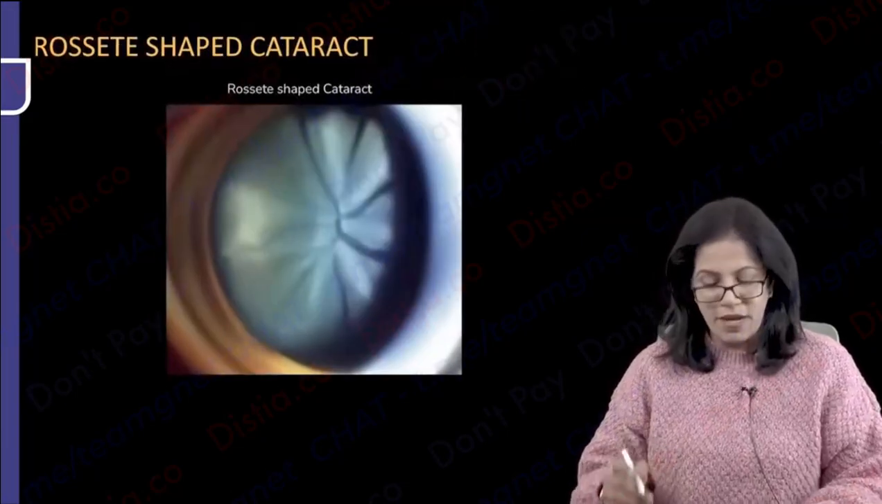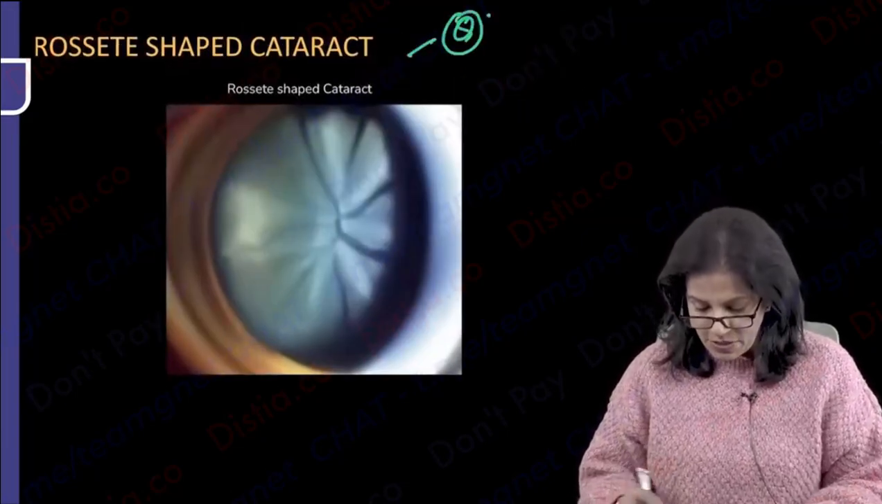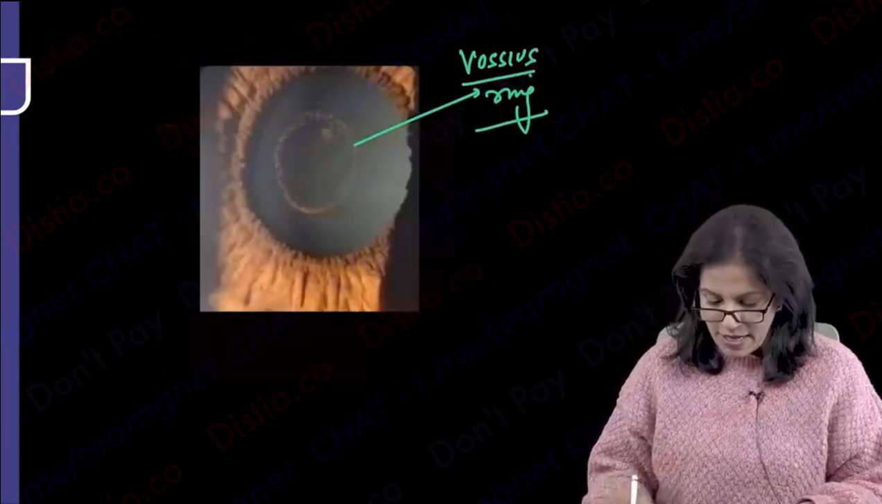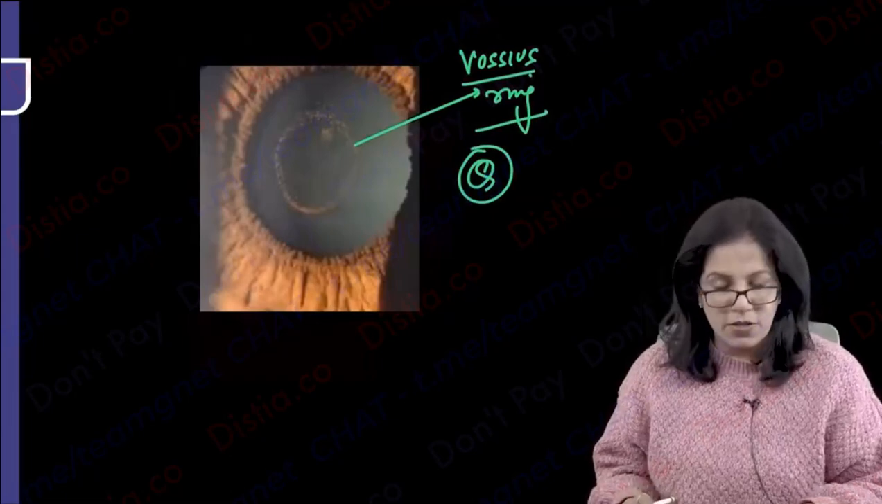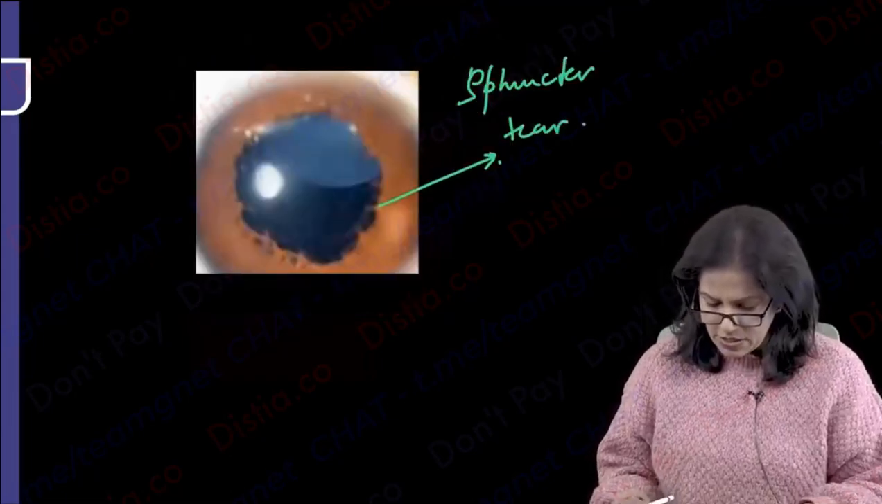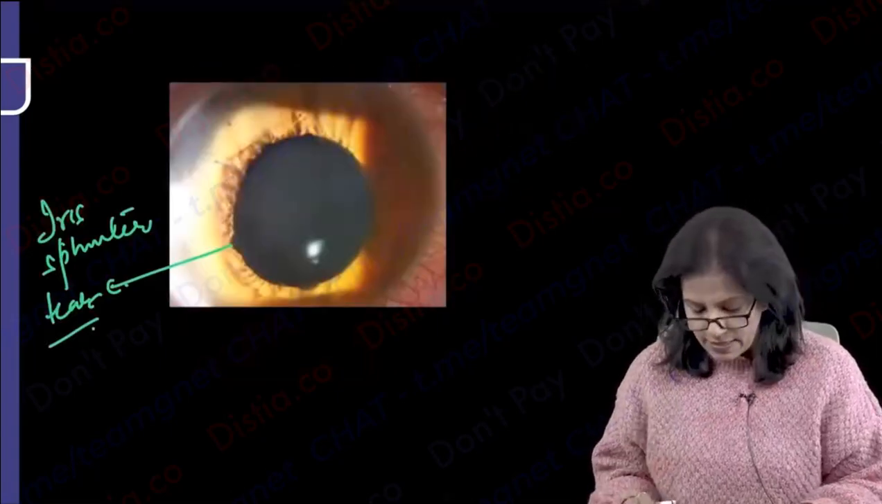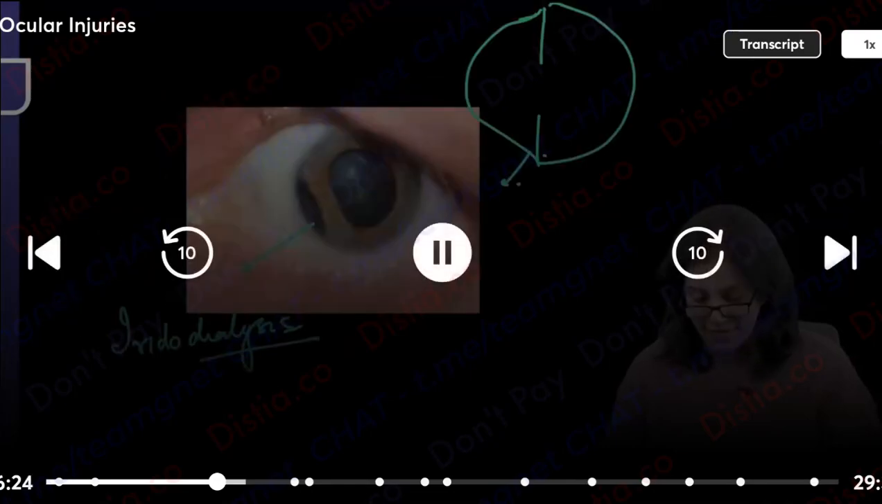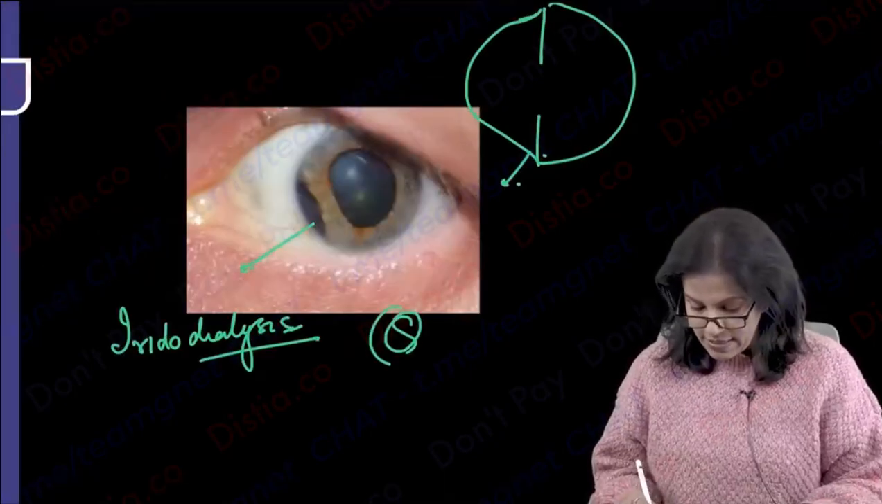What else? What type of cataract? Again, this is an important exam question. Let me put the cues as well. Vossius ring is also a cue. And angle recession has not been asked in your exam as such, but yes, you have to know it, it's important. And of course, iridodialysis has been a cue.